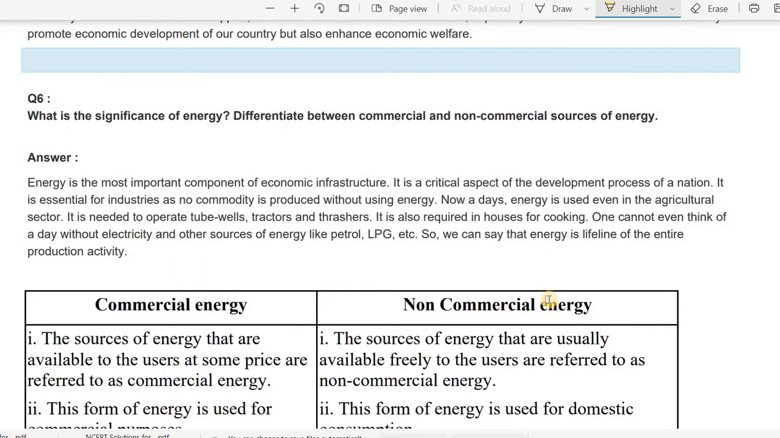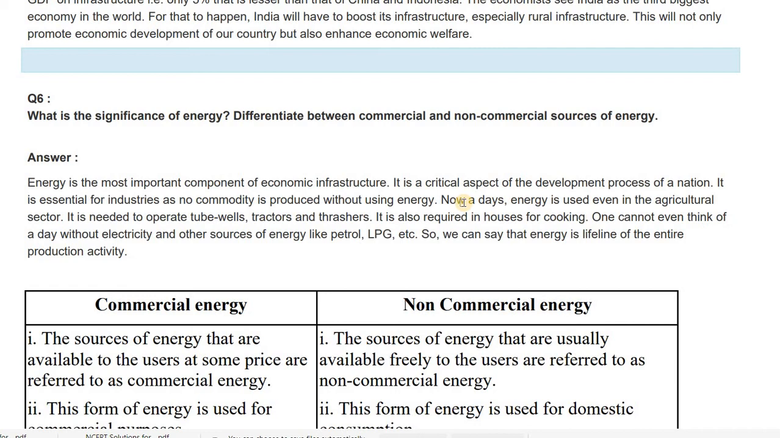Next question is, what is the significance of energy? Differentiate between commercial and non-commercial sources of energy. Energy is the most important factor of economic infrastructure. It is a critical aspect for the development of a nation. It is essential for industries. Nowadays, energy is used in the agricultural sector also. It is needed to operate tube wells, tractors, threshers, etc. It is required in houses for cooking. One cannot even think of a day without electricity or petrol, LPG, etc.